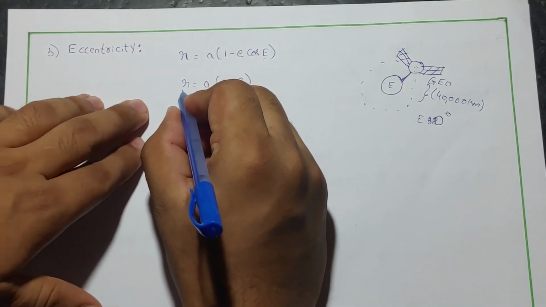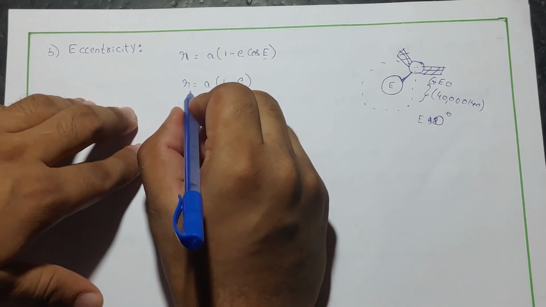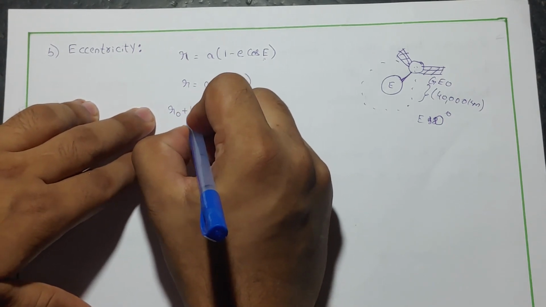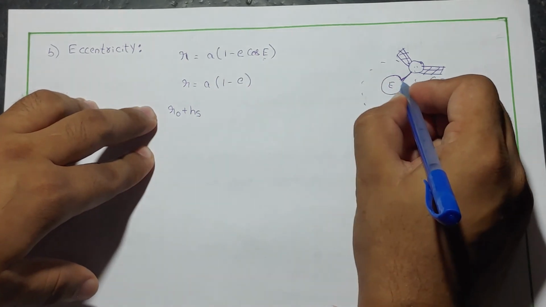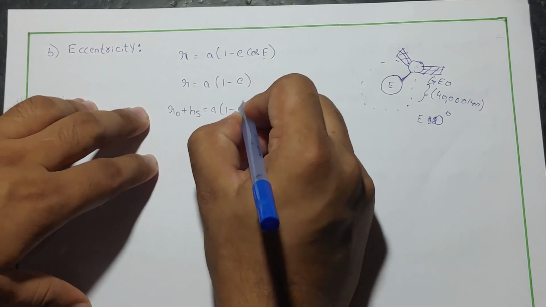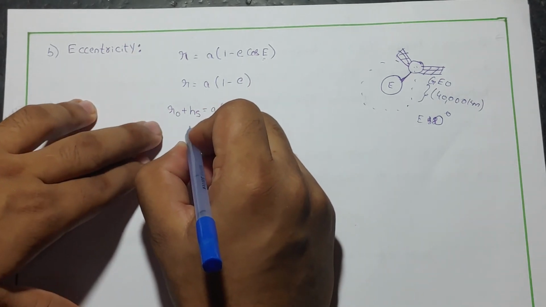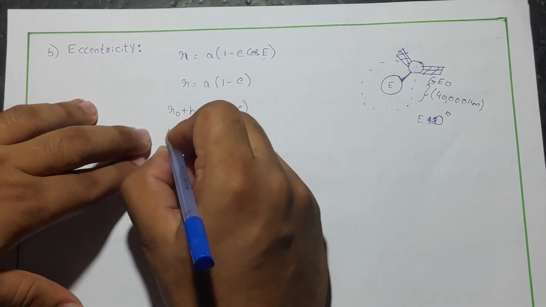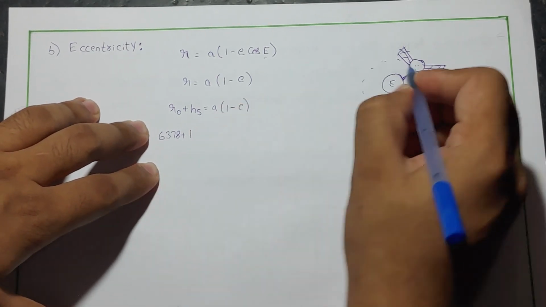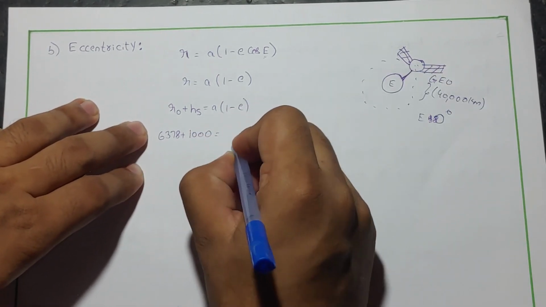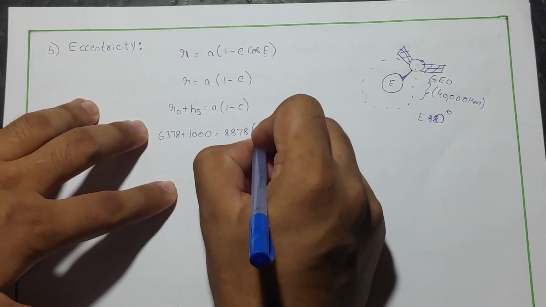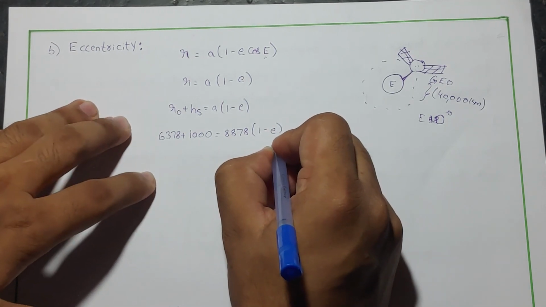Here we need to take, as we have already discussed, that r must be from the center of the Earth. So R naught, that is radius of Earth, plus the distance from the surface of the Earth to the satellite, is equal to a into 1 minus e. We have already discussed that this value is equal to 6378 plus 1000 kilometers, the perigee point, equal to the a value we have already discussed, 8878, into 1 minus e. This is the term we are going to calculate.